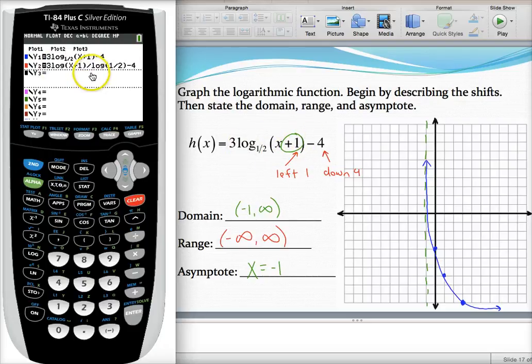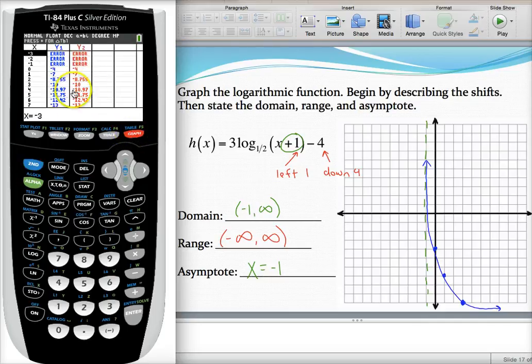Close off the parentheses, divide it by log of whatever the base is, so log of 1/2. And notice, again, I've closed off the parentheses, and then that -4 is at the end. So it's a little more involved to get that typed in, but you can certainly do this. To plot points, then I'll take a look at what my table shows me. Notice in both columns I get the exact same points, just showing me that those two equations were the same thing.